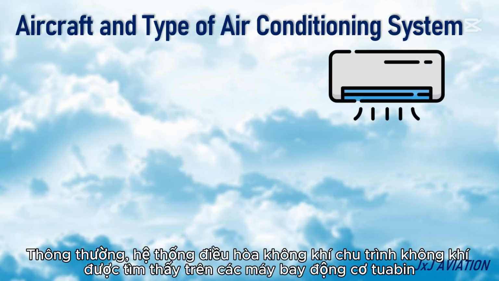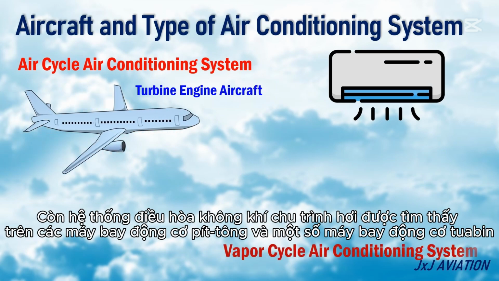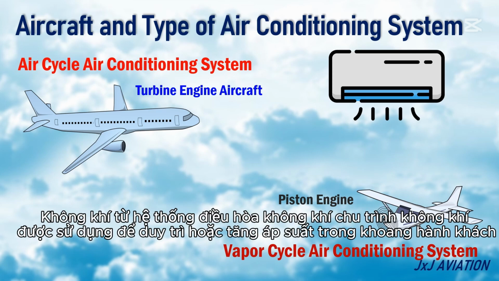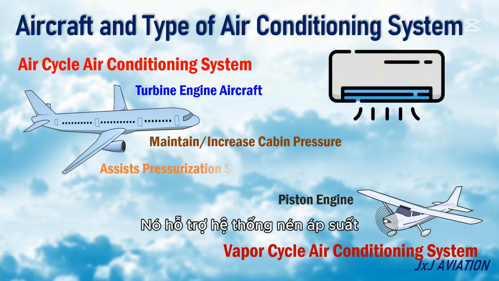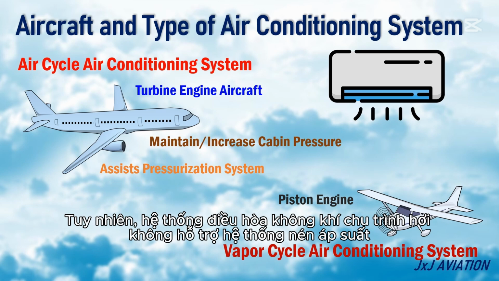Normally, the air cycle air conditioning system is found on turbine engine aircraft, and the vapor cycle air conditioning system is found on piston engine aircraft and a few turbine engine aircraft as well. The air cycle air conditioning is used for maintaining or increasing the cabin pressure, which means it assists the pressurization system. However, the vapor cycle air conditioning does not assist the pressurization system.